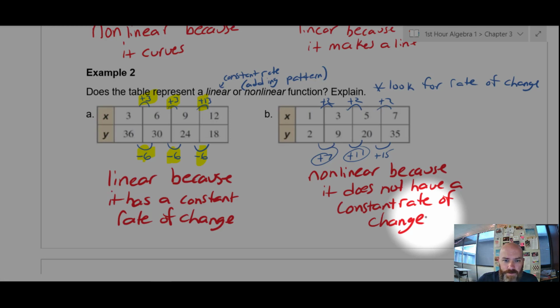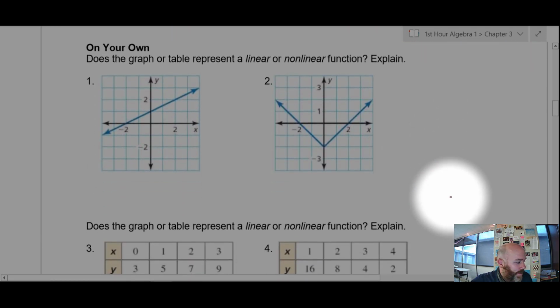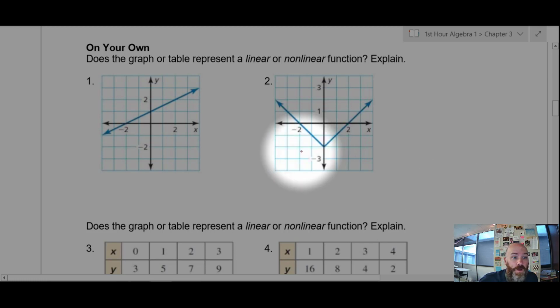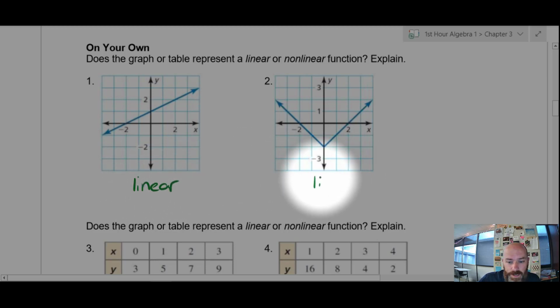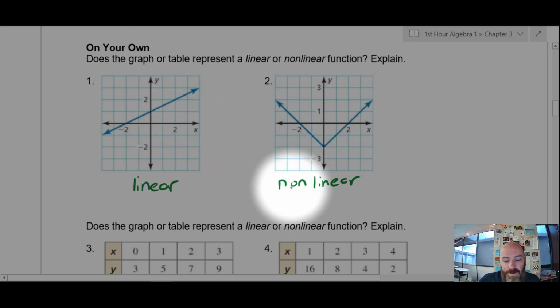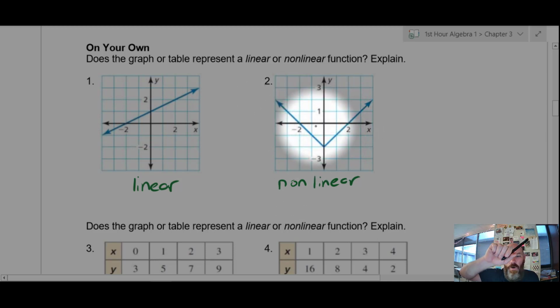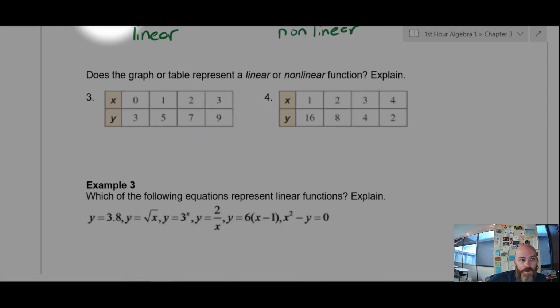So let's go down. You can do these on your own. If you want, you can pause the video, and then when you unpause them, I will share the answers. All right, number 1 is linear. 2 is, sorry, not linear, it's nonlinear. It doesn't have a constant rate of change, because notice it makes a V shape. Constant means it's constantly going down or constantly going up. So notice it's going negative, and then it changes to go positive, which is a nonlinear function.